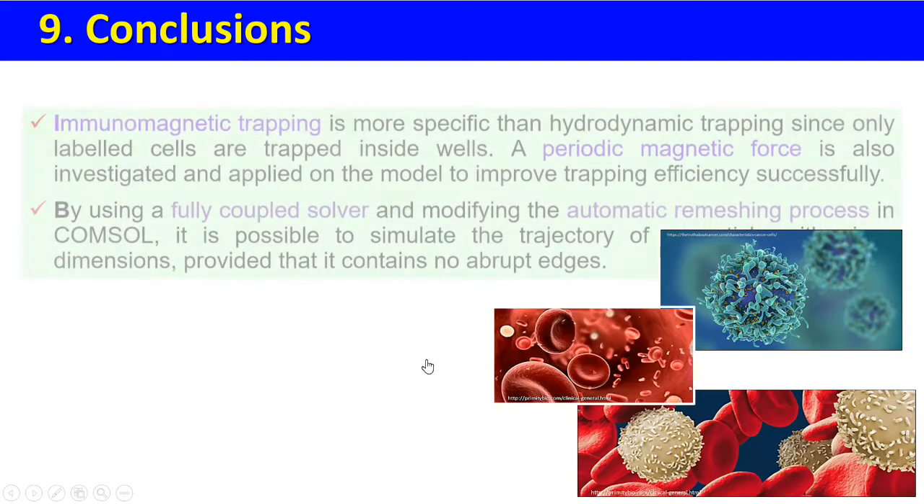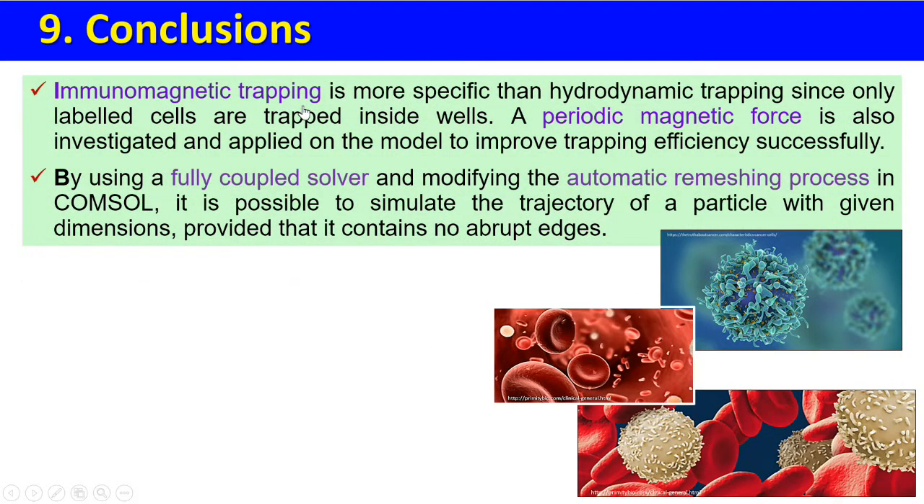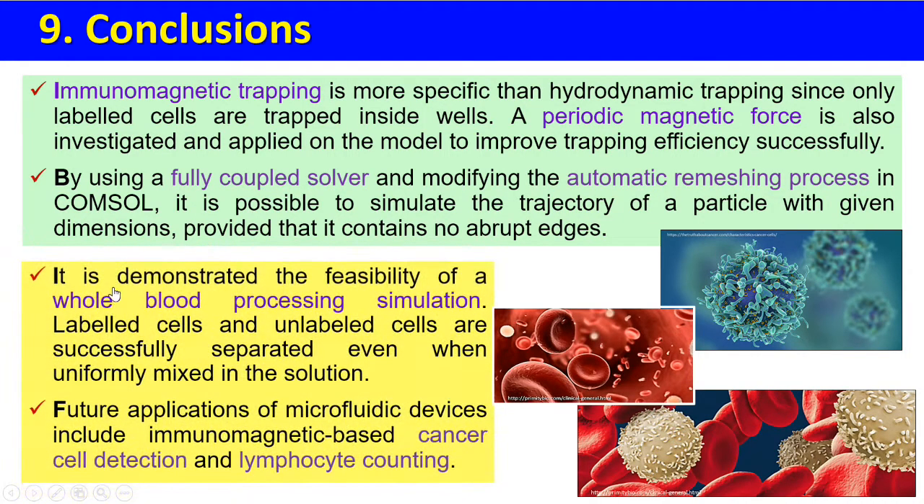9. Conclusions. Immunomagnetic trapping is more specific than hydrodynamic trapping. A periodic magnetic force is used to improve trapping efficiency. By using a fully coupled solver and modifying the automatic remeshing process, it is possible to simulate the trajectory of any given particle. It is demonstrated that a whole blood processing simulation is feasible.